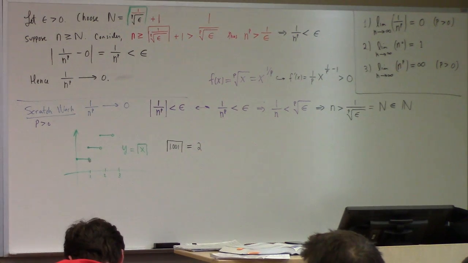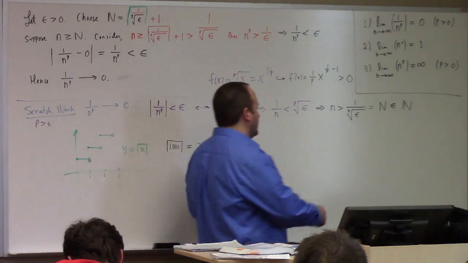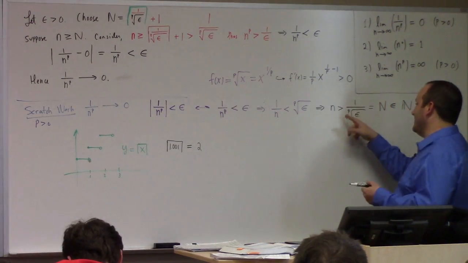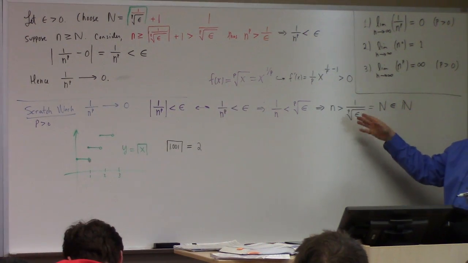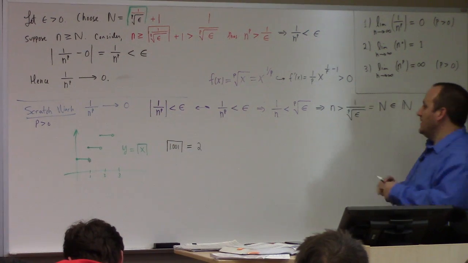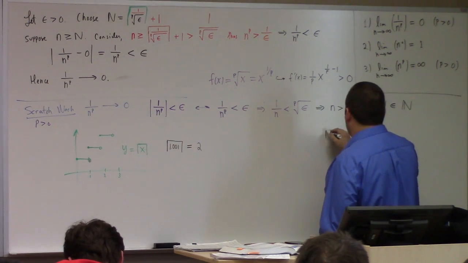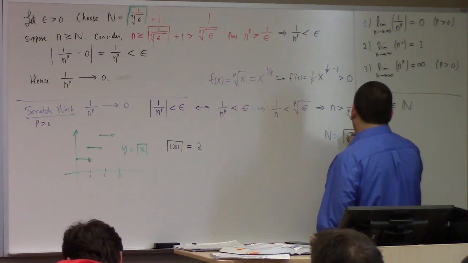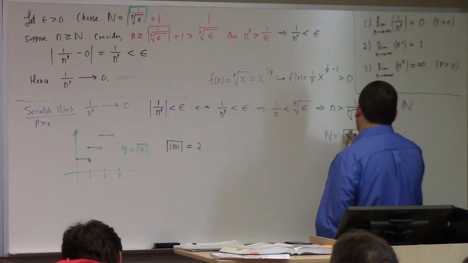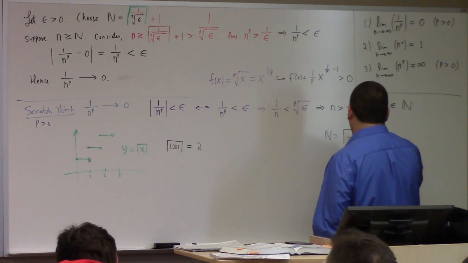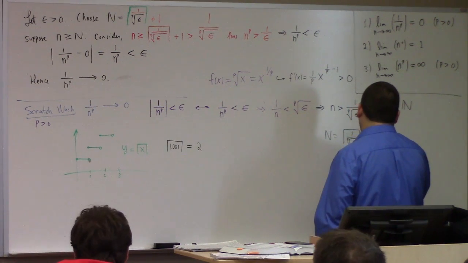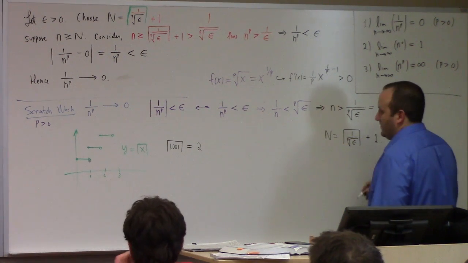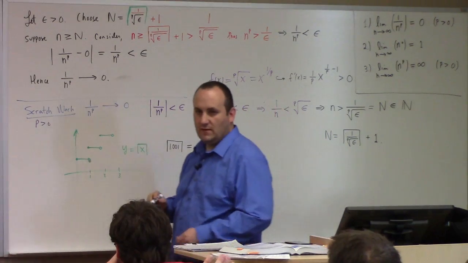So I could use that to get around this rub, this trouble, because for the pth root of epsilon, there's absolutely no reason that this is a natural number. So I can't make that a natural number. But what I can do is say N is equal to the ceiling of 1 over the pth root of epsilon, and then I just added 1 to be sure I wasn't missing something.